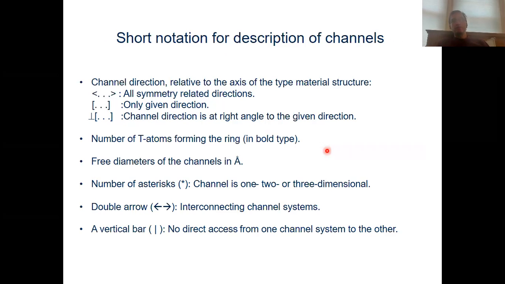From that you can see that the channel system within a zeolite is important, and because of that there's a specific denotation for these channel systems in zeolites. There's also a specific nomenclature to that, which I would like to discuss briefly in the following. In the nomenclature, you indicate the channel direction relative to the axis of the material.